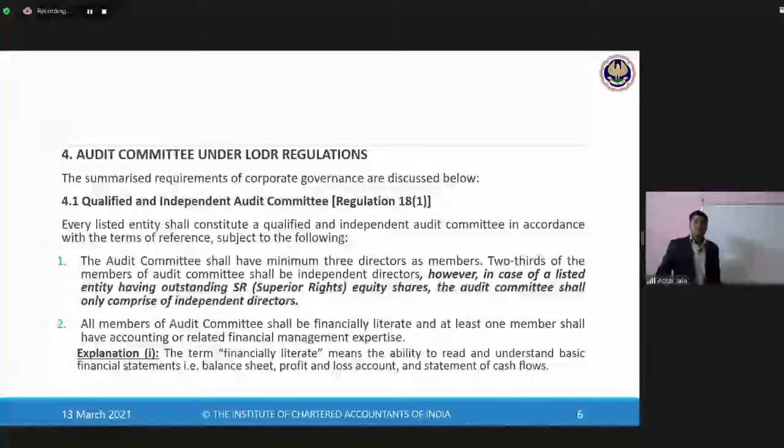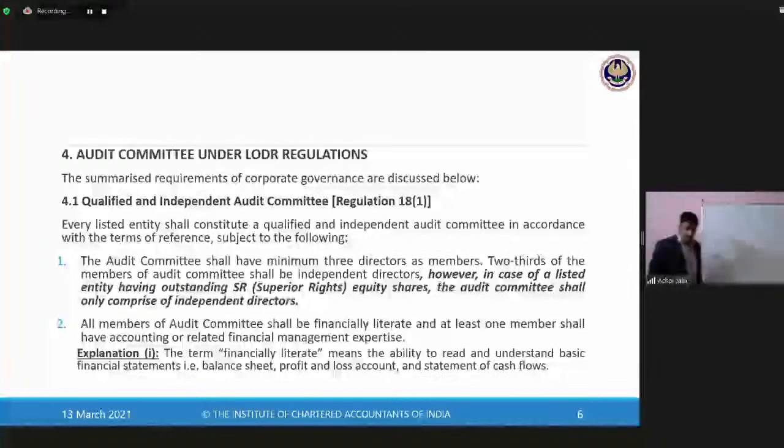Every listed company shall constitute a qualified independent audit committee in accordance with the terms of reference, meaning the terms on the basis of which those members would be appointed, subject to the following. It should have a minimum of 3 directors as members. And then again, there are limits specified as to what all they need to comprise of. All the members should be financially literate and at least one should have accounting or related financial management expertise.